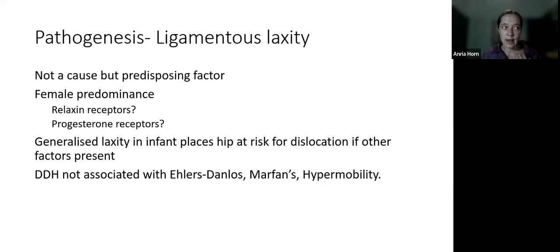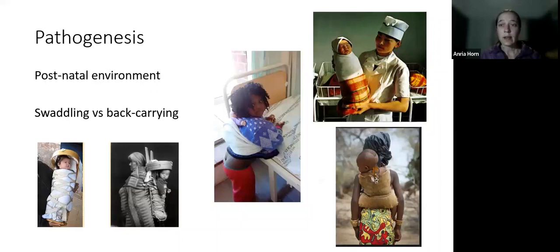So general laxity in an infant also places them at risk for further dislocation if other factors are present, but all infants are hyperlax. I mean, you know what babies can be. You can see how far their feet dorsiflex, how their hips go all over the show. So all babies are hyperlax. It's not a pathological feature. And DDH is interestingly not associated with our known hyperlaxity or collagen disorders such as Ehlers-Danlos, Marfan syndrome, and generalized ligamentous laxity.